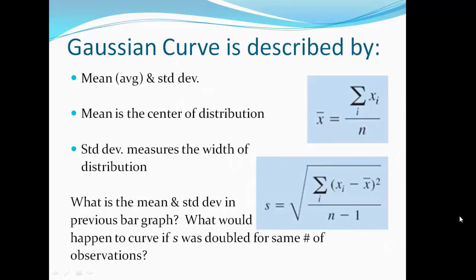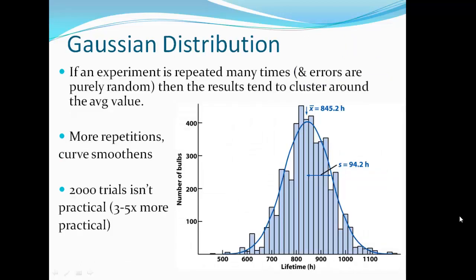What would happen to that curve if the standard deviation was doubled for the same number of observations? What do you think would happen? That curve is going to get shorter and broader. It's going to become less reproducible because you're going to have way more distribution.